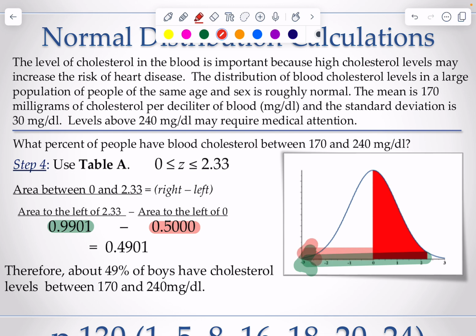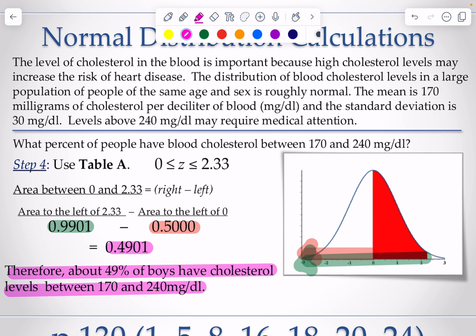So I don't want all of the green. I want none of the red. I'm going to take those two values and subtract them from one another, and I get the value that I actually want in between, in this case, 0.49. So then in the end, we interpret. About 49% of boys have cholesterol levels between 170 and 240 milligrams per deciliter.